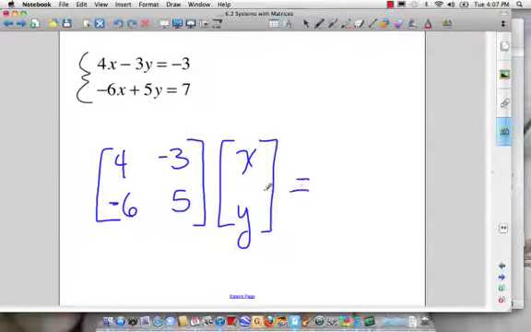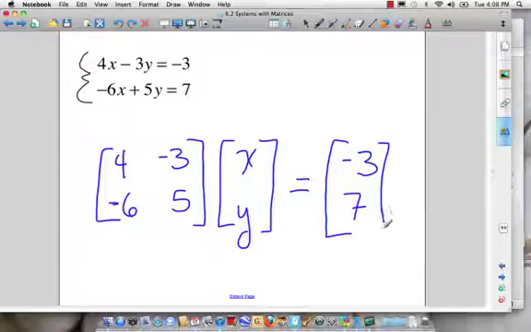And if you remember how matrices multiply, you're going to multiply 4 and negative 3 by x and y, and you're going to get 4x minus 3y. And you know from the first equation that that's supposed to be negative 3. And then if you multiply this row by this column, you get negative 6x plus 5y, and you know that's supposed to be equal to 7.